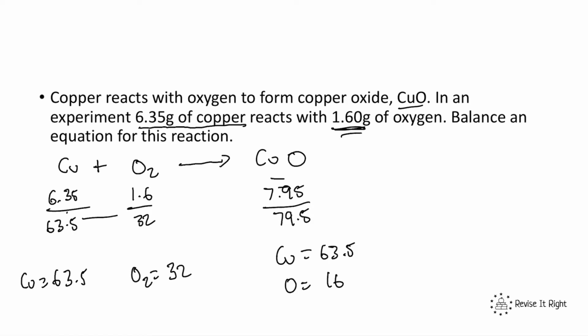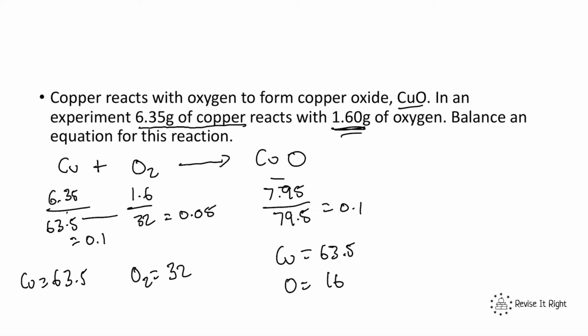And of course, now what we do, you remember from the last one, we just divide them. To work out the moles, we do mass over MR, which is of course the top number divided by the bottom here. So 6.35 divided by 63.5, if we put that into a calculator, we get 0.1. 1.6 divided by 32, we get 0.05. And 7.95 divided by 79.5, we get 0.1.